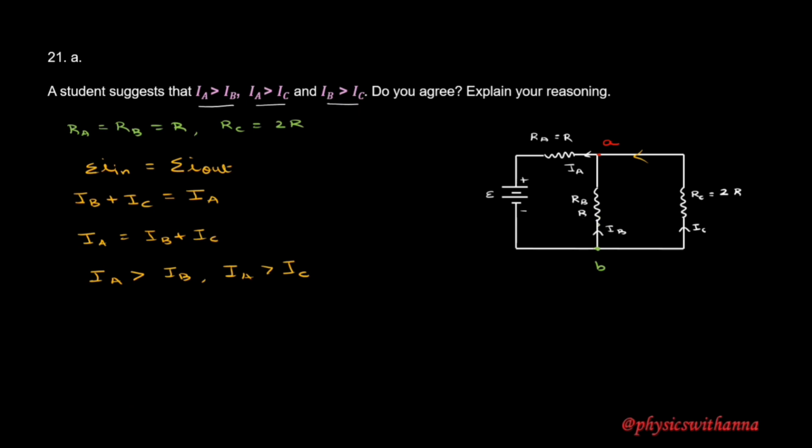How much current flows through a particular resistor depends on the value of resistance. We know that resistance measures opposition to the flow of current. So the higher the value of resistance, the smaller the current flowing through it. RC here is greater than RB, and if resistance is greater, current through the resistor will be smaller. That means IC has to be smaller than IB. So this gives us that IB is greater than IC, which is the third conclusion.